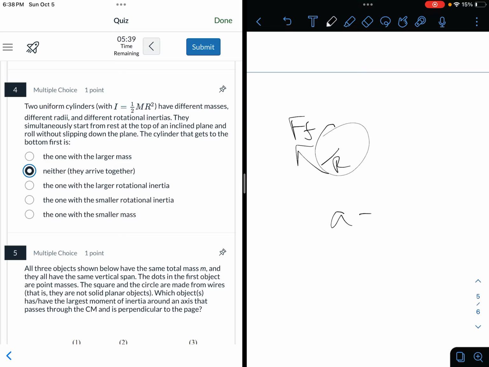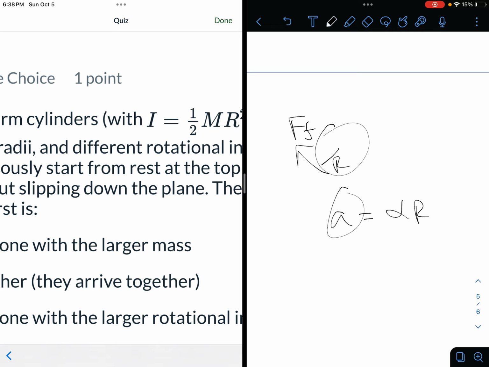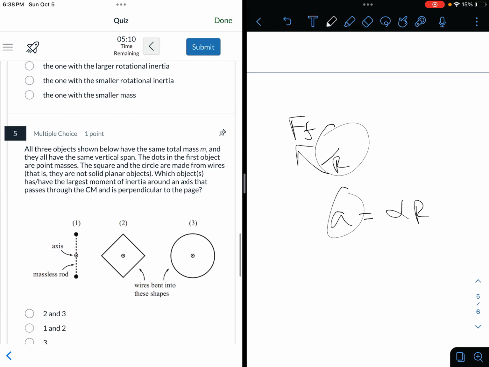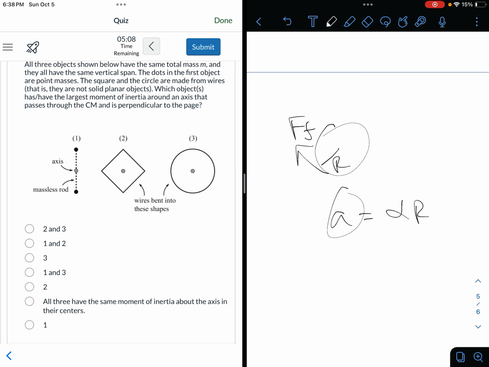But we know a is equal to alpha times r. So if you have half the angular acceleration but then double the radius, you get the same linear acceleration. So everything kind of scales out, and it's only this fraction that's really making a difference, right? And obviously we know mass won't really make a difference, because you have twice the mass, twice the inertia, but then also twice the force of gravity. So everything kind of balances out pretty nice. All 3 objects shown have the same total mass and also the same vertical span.